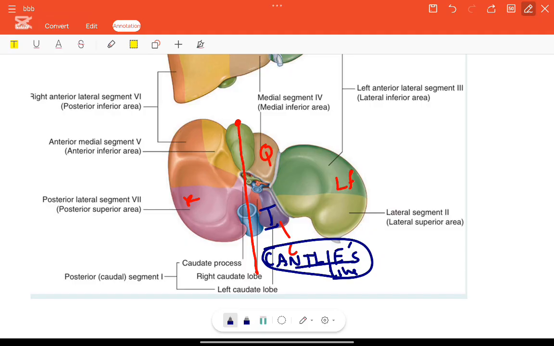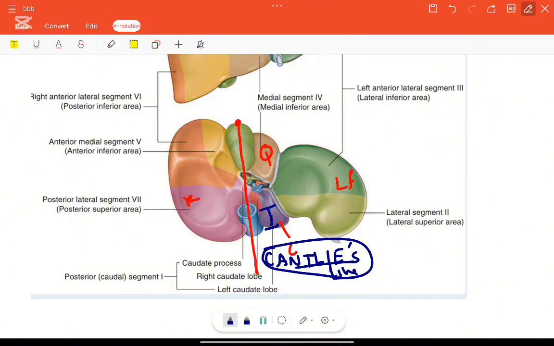It also has its own drainage directly to the inferior vena cava. It does not drain through the hepatic veins, which is so important to know. I'll tell you in a moment. So segment 1 is the caudate lobe. Segment 1 is the caudate lobe. Then you move in a circle, right?